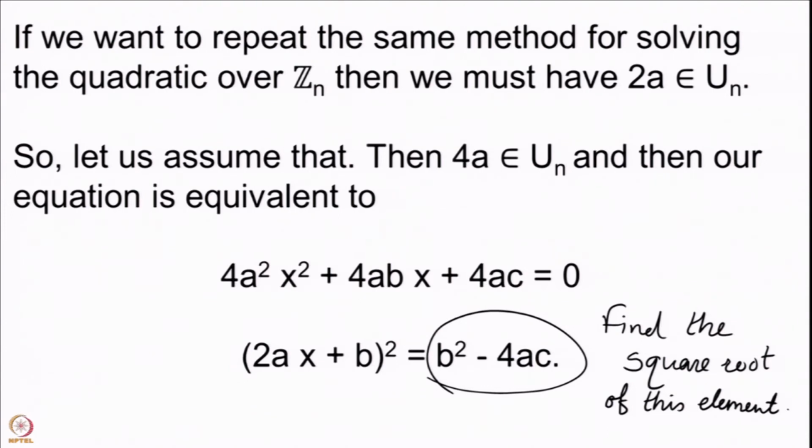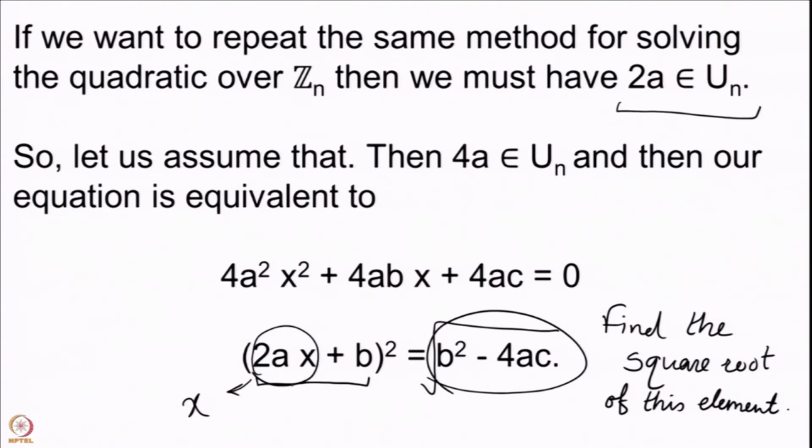Because once you find the square root, you would have found values for this. You can subtract b to get the value for 2ax, but 2a is invertible, that is something that we have already assumed. So, once you have the value for 2ax, you can compute the value of x. This is precisely what we have done in the quadratic formula. We would compute the square root of this number b² − 4ac, subtract b. Of course, the square root comes with 2 signs because there is no unique square root, there can be a plus minus, and then you divide by 2a.